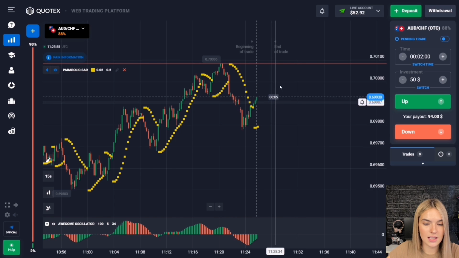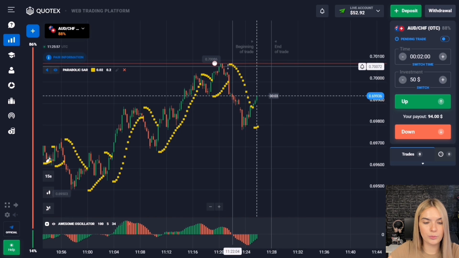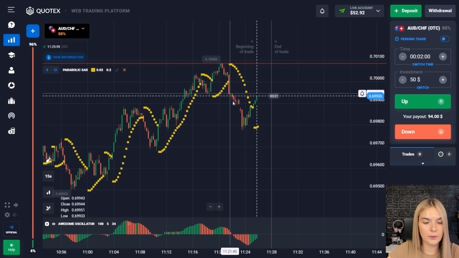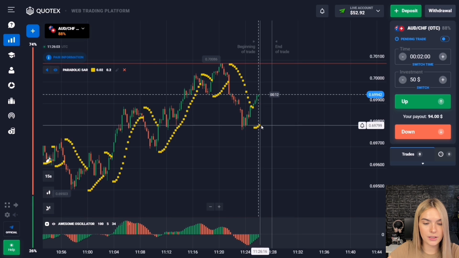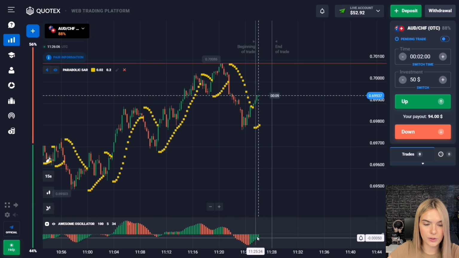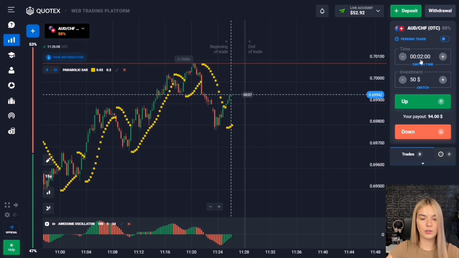Here we have a resistance level, and we also see that there has been a pullback from this level, and now after the pullback the price has turned around and is moving up again. Also, several points have already appeared under the chart and volumes are going to increase. In this situation, I suggest opening a deal for 3 minutes to increase.